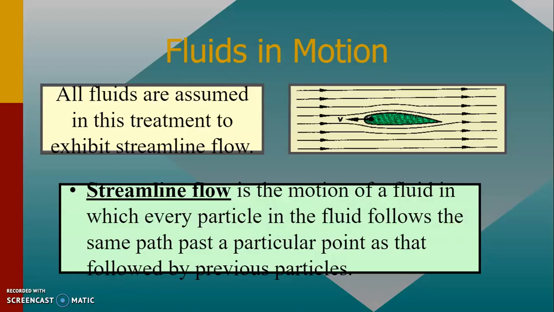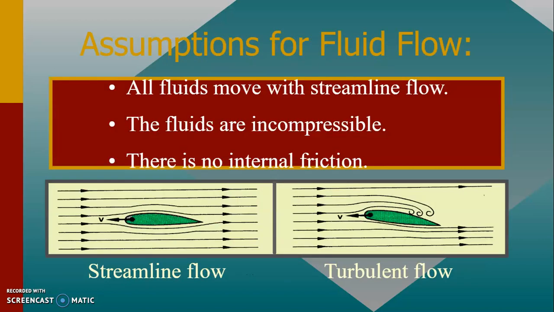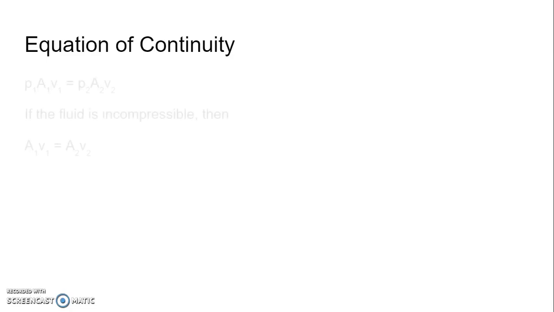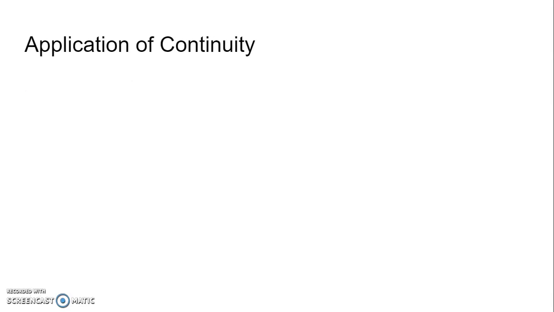Then we switched gears in this unit and we talked about fluids in motion. So we define streamline flow as the flow or the motion of a fluid in which every particle in the fluid follows the same path past a particular point. We assumed that fluids are moving streamlined, they're incompressible, there's no internal friction. We had the continuity equation, which is A1V1 equals A2V2.